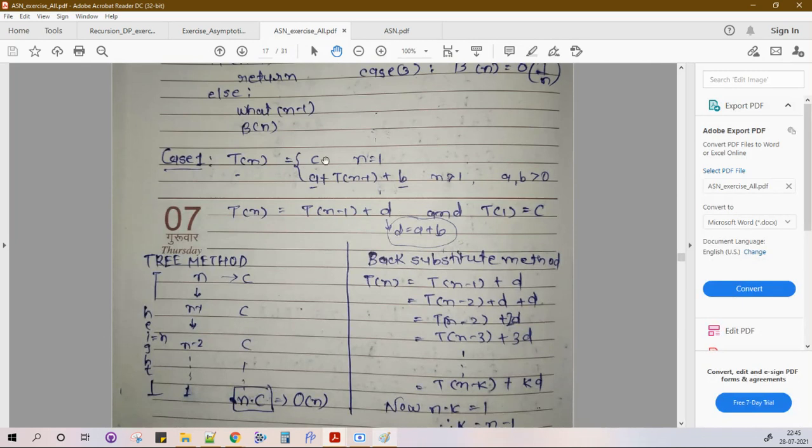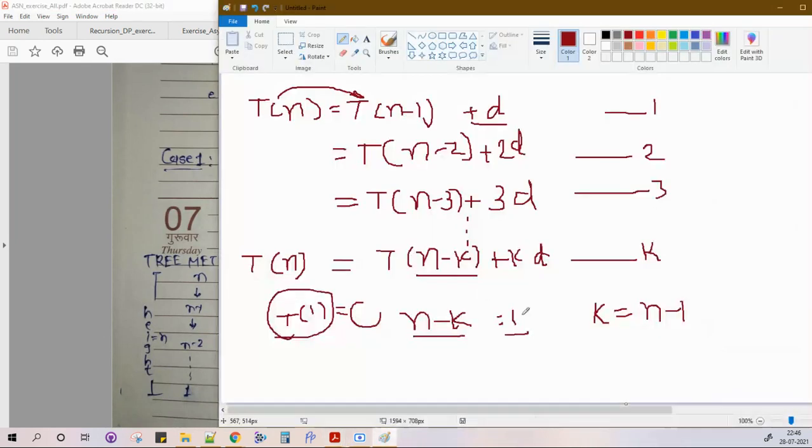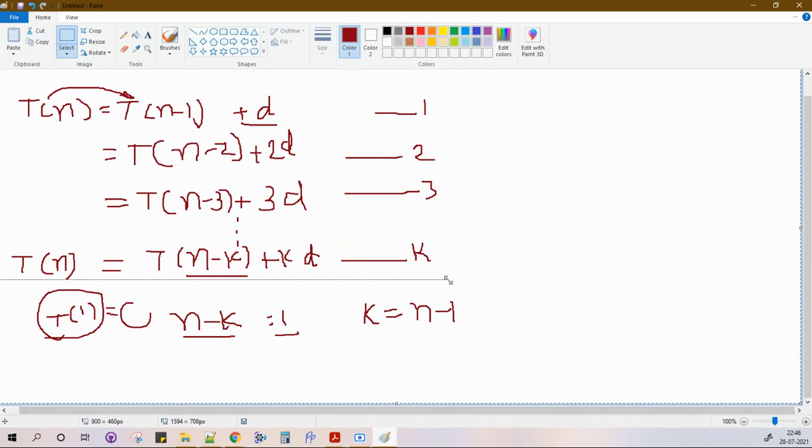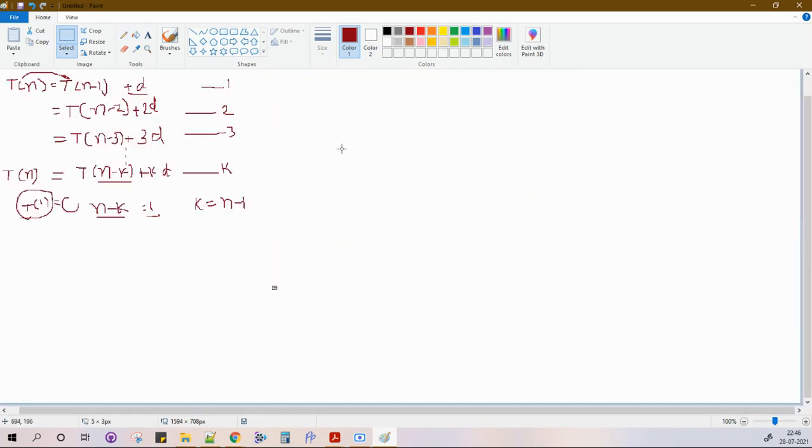When n equals 1, T(1) equals c, constant time, right? So it is order of c. Now what I'll do is put it here and try to write it again. Okay, now n minus k equals 1, right?